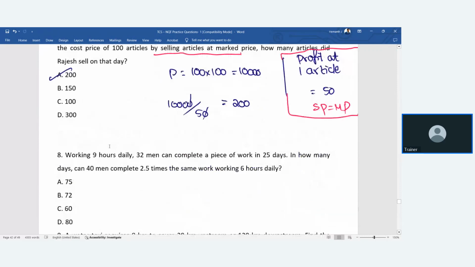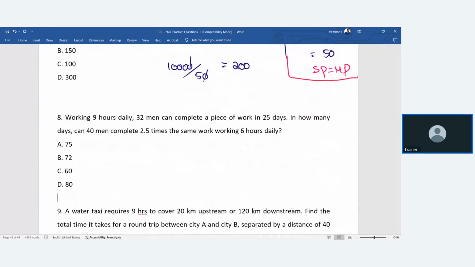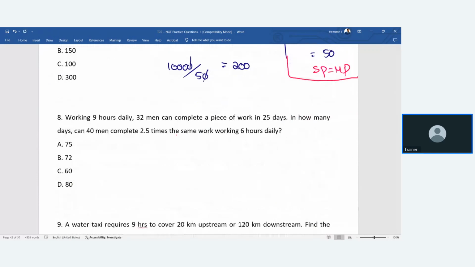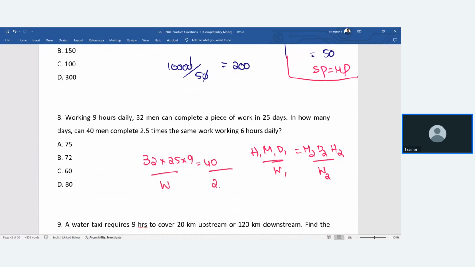Whereas this question is related to the chain rule. M1 D1 upon W1 equals M2 D2 upon W2. H1 also you can add, hours. 32 men, 25 days, 9 hours, some work is completed. Now 40 men, 2.5 times of that work, 6 hours, how many days?